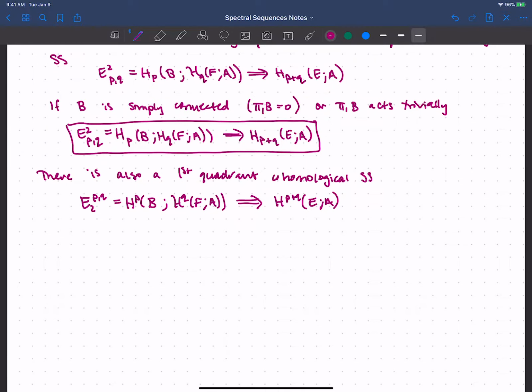And of course, if pi1 of B acts trivially, then we get the nicer statement where we can ignore local coefficients, and we just have the cohomology of the base with coefficients in the cohomology of the fiber, and that cooks up for us the cohomology of the total space.